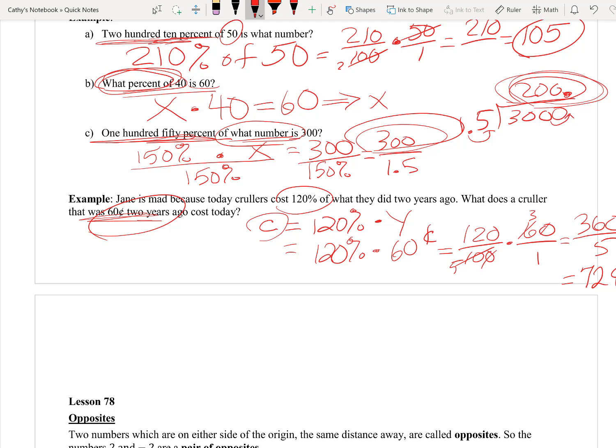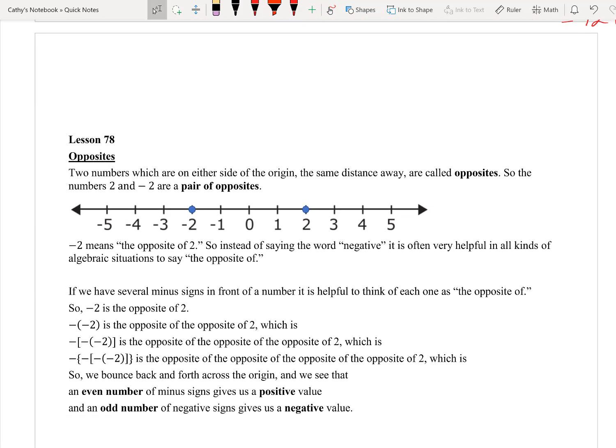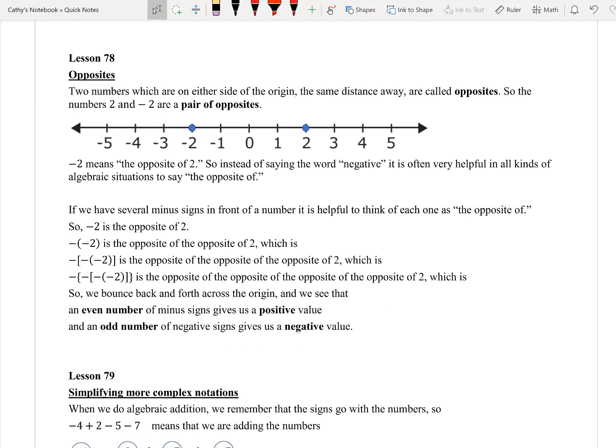So that is lesson 77. We'll move on to lesson 78. Now we're talking about opposites. Two numbers which are on either side of the origin, the same distance away from 0, are called opposites. So the numbers 2 and -2 are a pair of opposites. When we use the word opposite, we're talking about additive opposites, meaning they're just two numbers that have opposite signs, but the same magnitude or the same distance from 0. So -2 means the opposite of 2.